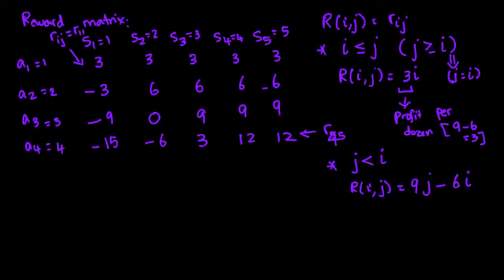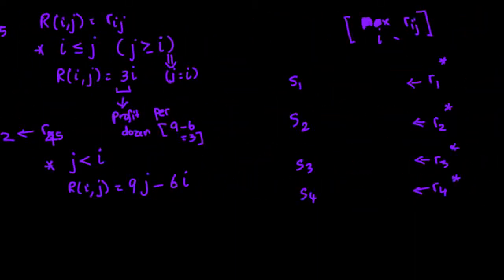For each of these states, I have to find a maximum reward possible across all actions. So if I picked state S1, I'd like to know the maximum reward possible across all actions for the state S1. So the maximum of the numbers that I see is a 3.